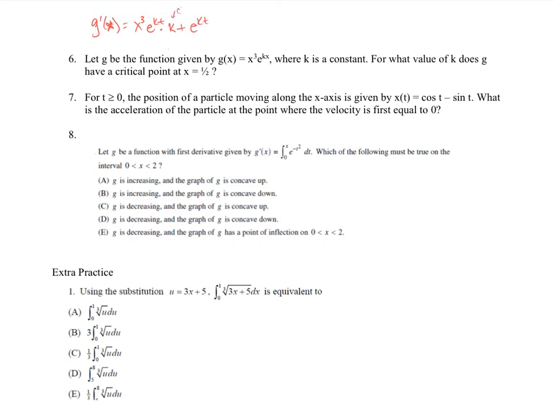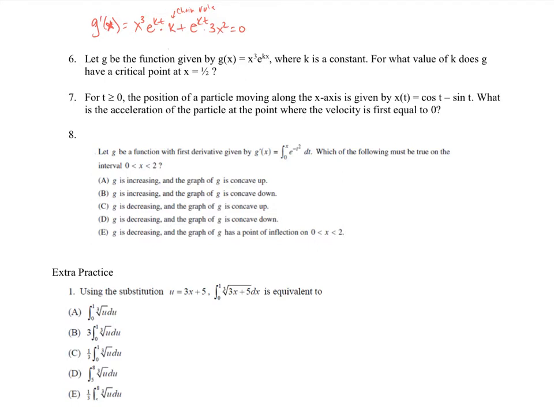Remember, this was the chain rule, right? Don't forget about our chain rule. E to the kt times 3x squared. We want to set this equal to 0. And then we're going to plug in the point 1/2. They want to know, does it have a critical point at x equals 1/2 for what value of k? So 1/2 is my x.